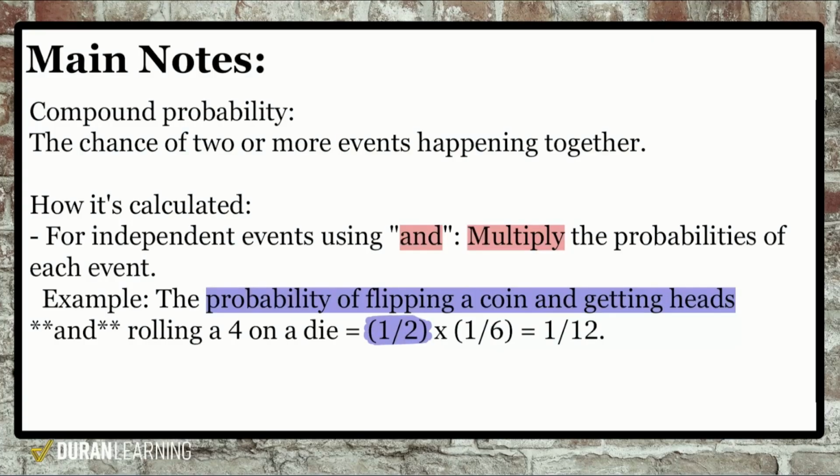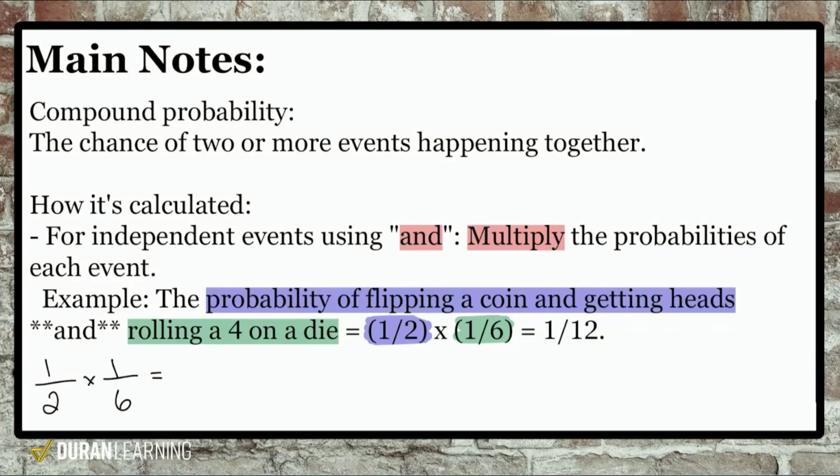Then we want the probability of flipping a coin and getting heads, which is the 1/2, and rolling a 4 on a die. Let me highlight this in green. Rolling a 4 on a die: if we have a 6-sided die, that's 6 possibilities. How many of those are a 4? Just one of those possibilities. So that's where this comes into play: 1/2 times 1/6.